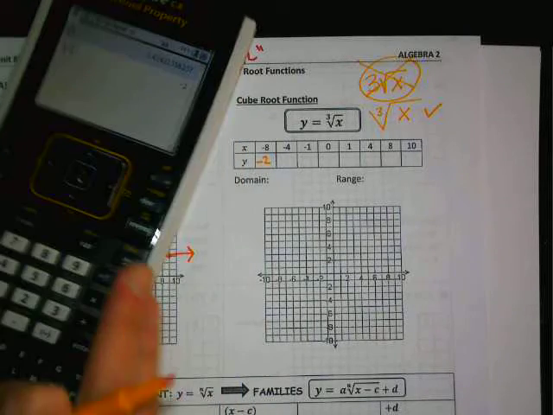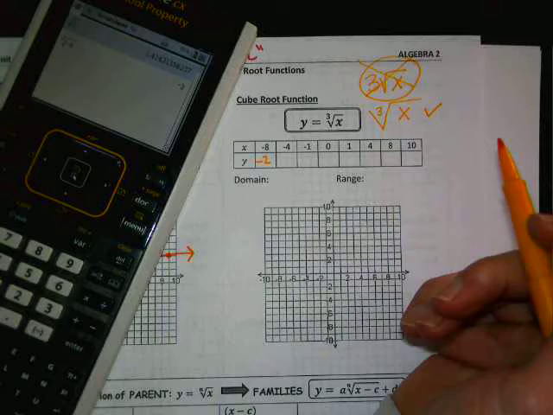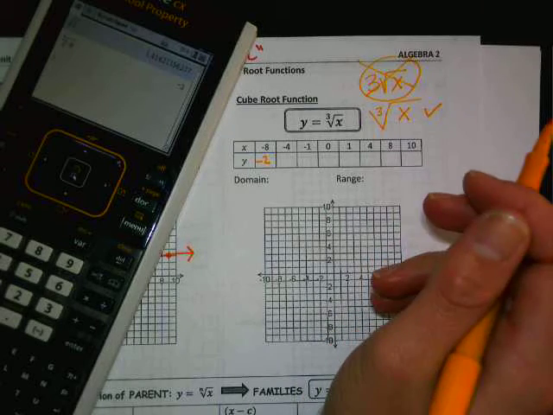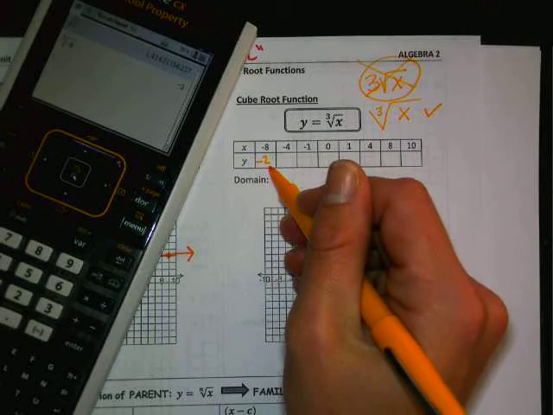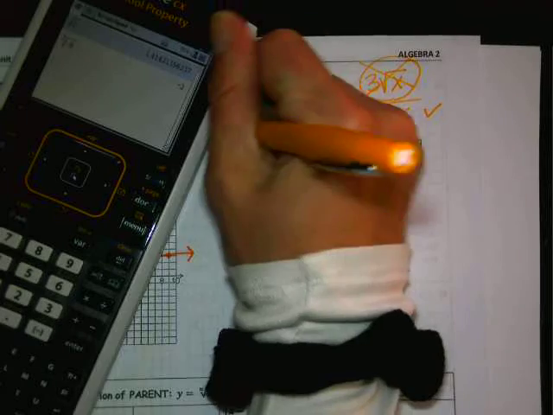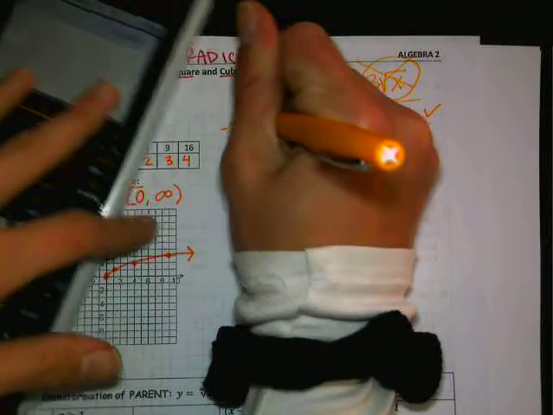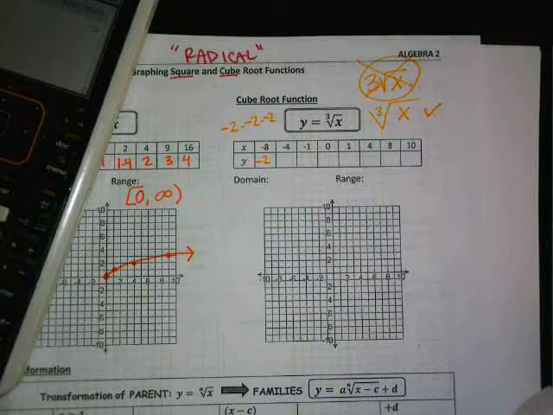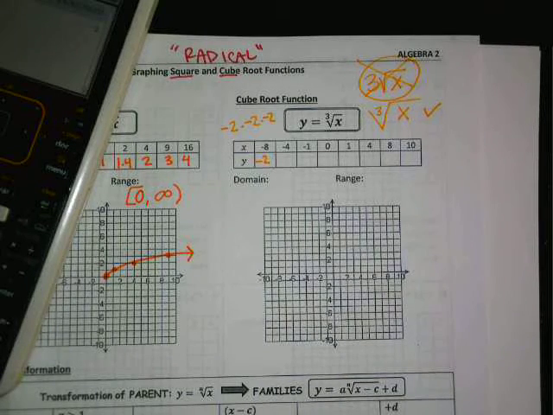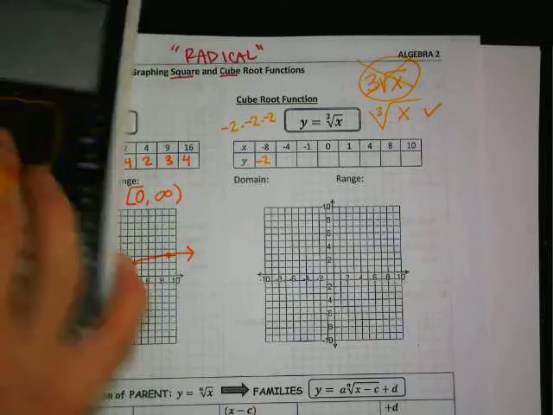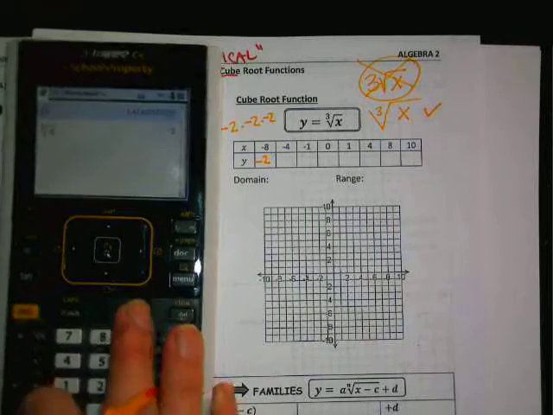Cube is odd. So would the opposite on the 8 would be -2? Yep. The reason why this works is because cube is 3, right? If I take -2 and I multiply it by itself 3 times, I get 3 negatives, which ends up being a negative number. Does that make sense? So that's why it works for the odd guys.